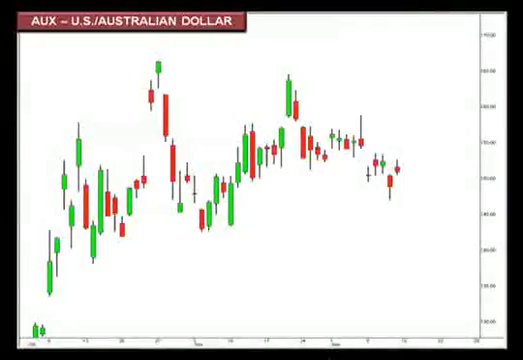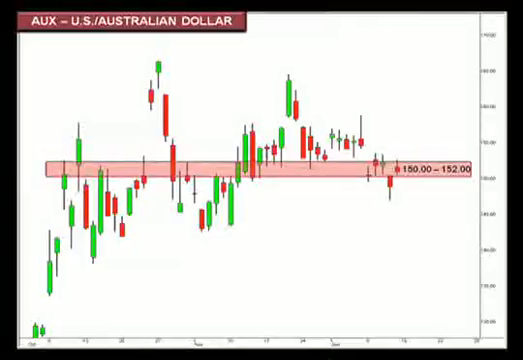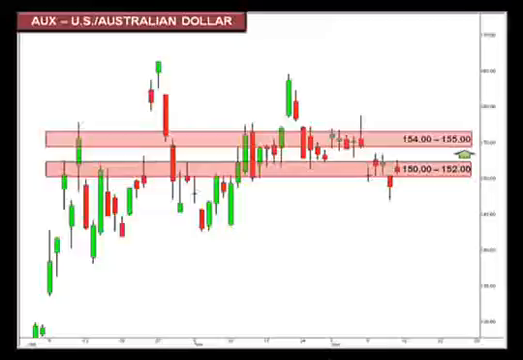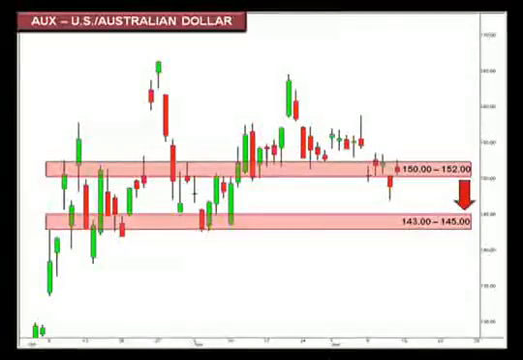And finally, let's look at the AUX, the US versus the Australian dollar. Despite Thursday's strong breakdown into a lower range, the AUX spent most of the week consolidating within the 150 to 152 focal zone. Further strengthening of the US dollar against the Australian dollar is likely to meet with some resistance at the 154 to 155 area. At this point, we have to be open to the possibility that this is merely a natural consolidation before a continuation to test support down within the 143 to 145 box.